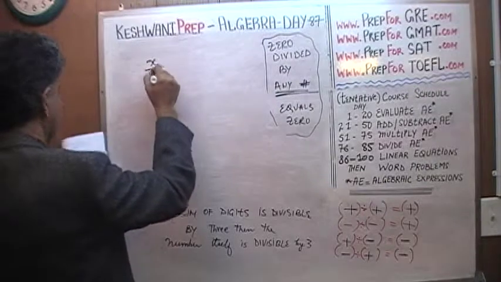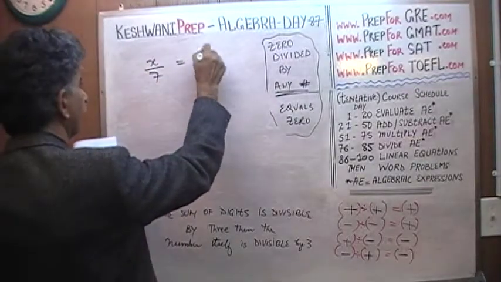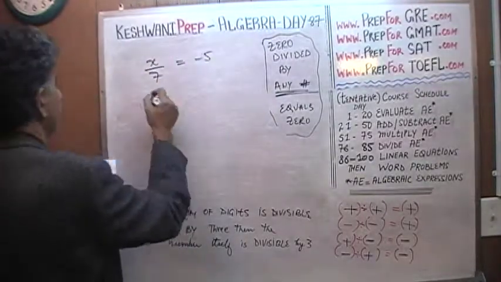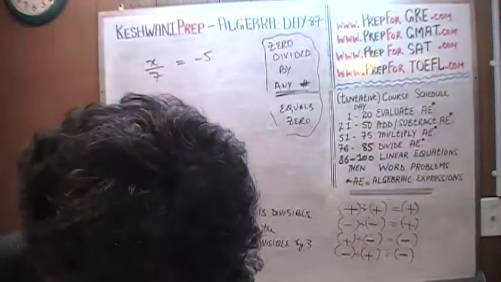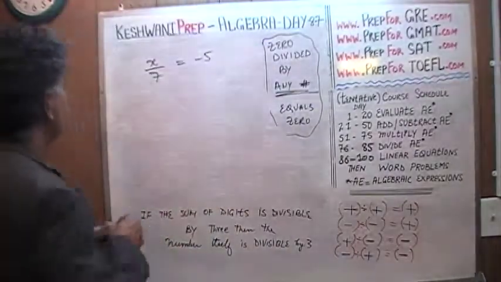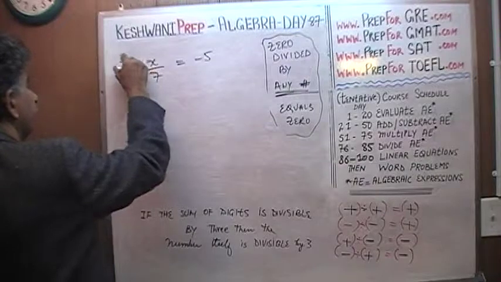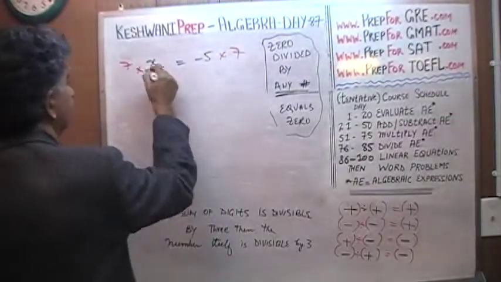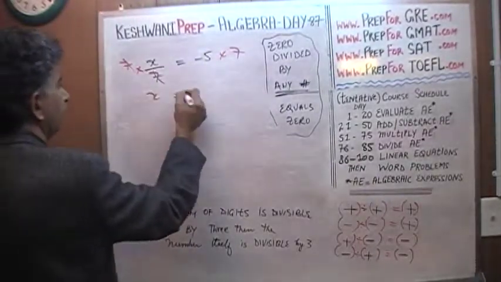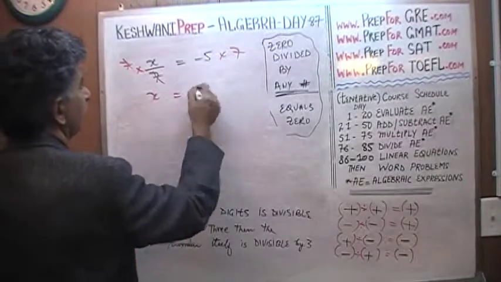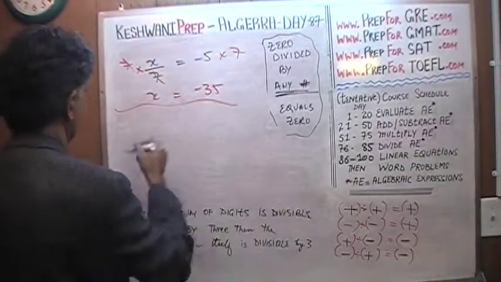X over 7 equals negative 5. Multiply both sides by 7. This 7 cancels out with this 7, and x equals negative 7 times 5, which is negative 35. Let's go to the next one.